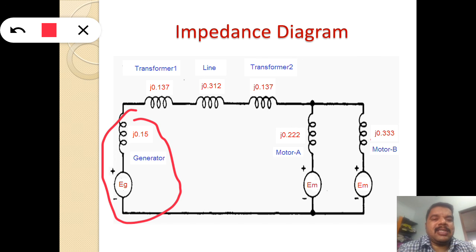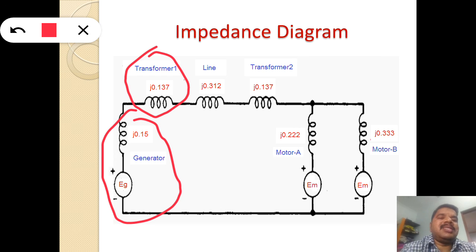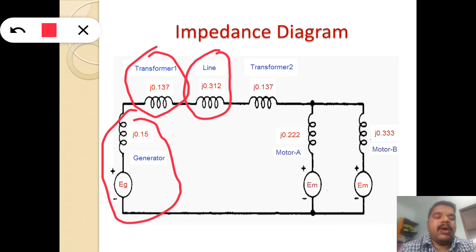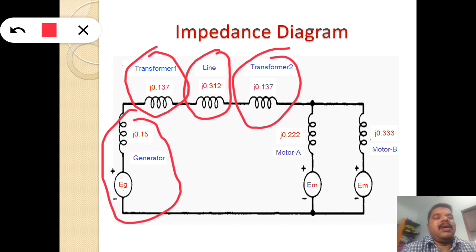Then transformer T1 will be mentioned by a single reactor. Similarly, the next one is the transmission line, which we draw as j0.312, again using a single reactance. Then transformer T2 is also mentioned using its reactance value, j0.137. All four components will be connected in series.